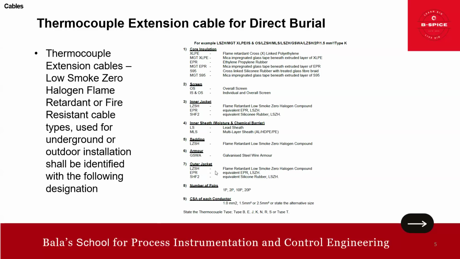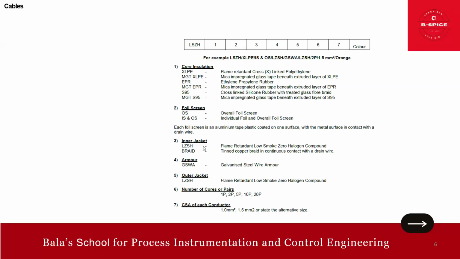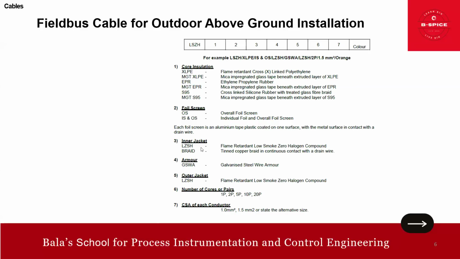The outer jacket is also the same. The number of pairs is also the same, and the conductor size is also the same, and we need to specify this. Remaining all the same, friends. The only add-on is the inner jacket and outer jacket; you have additional options, and of course the bedding. This is the direct burial cable. Then we have a Fieldbus cable for above ground, outdoor.